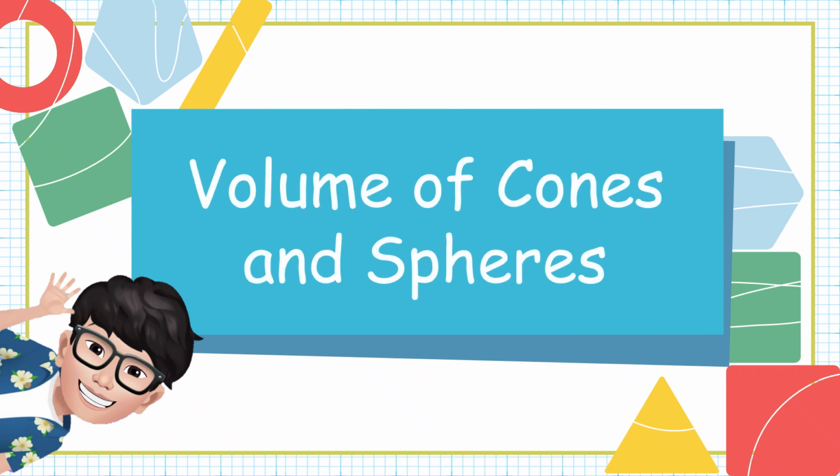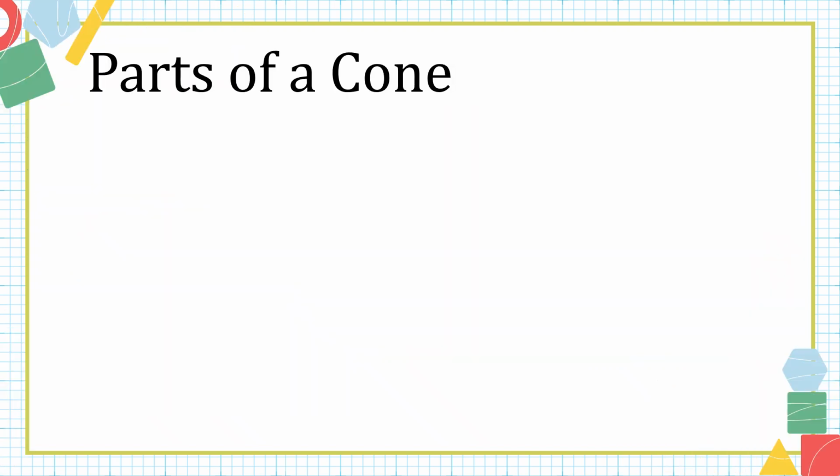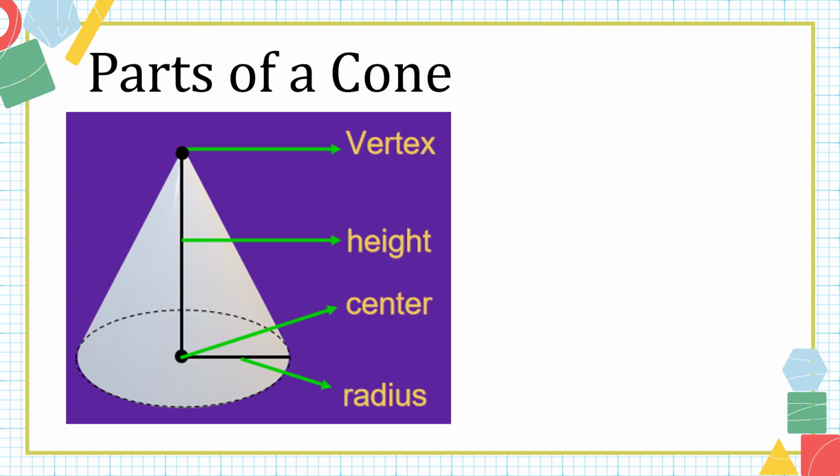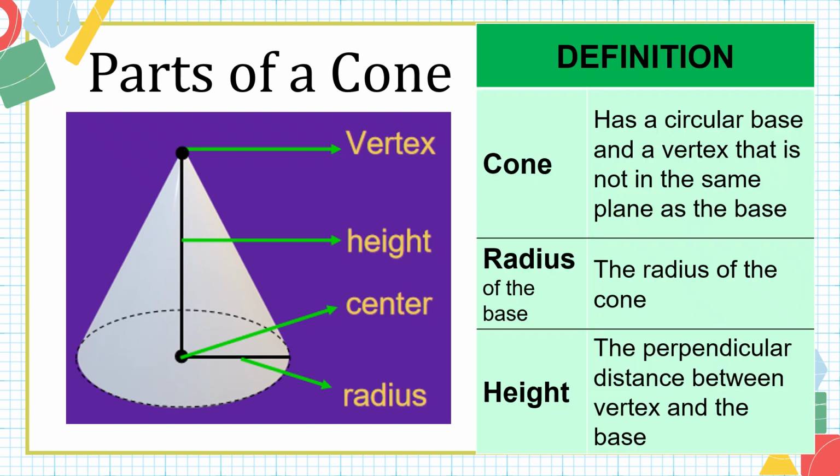For today's lesson, we are going to have volume of cones and spheres. To begin with, let us have the parts of a cone. So we have vertex, height, center, and radius.